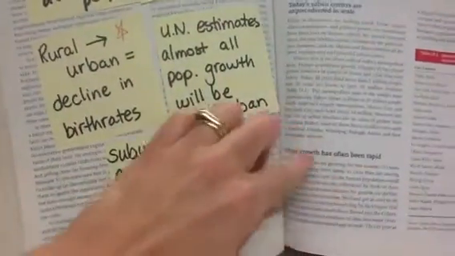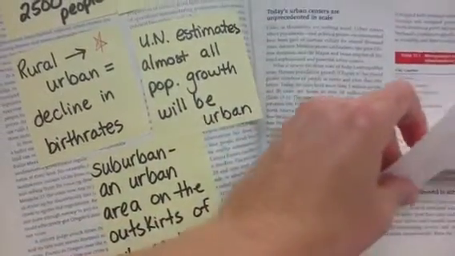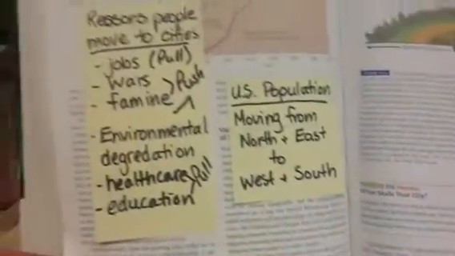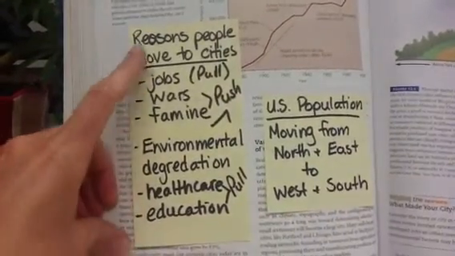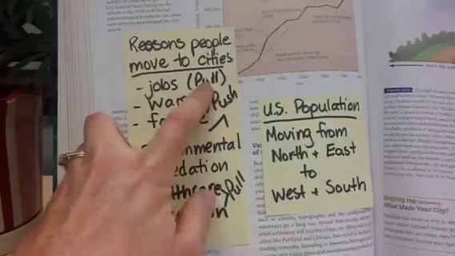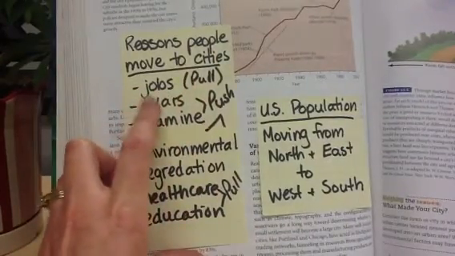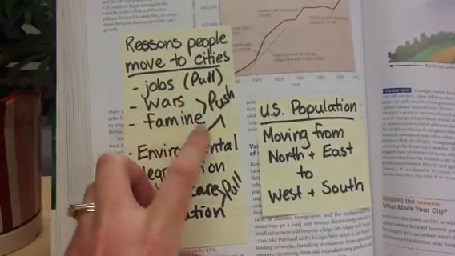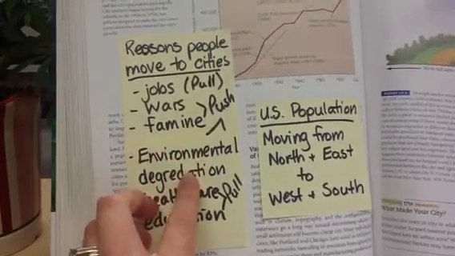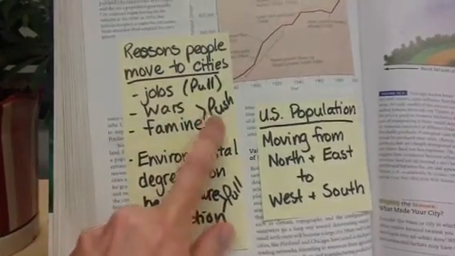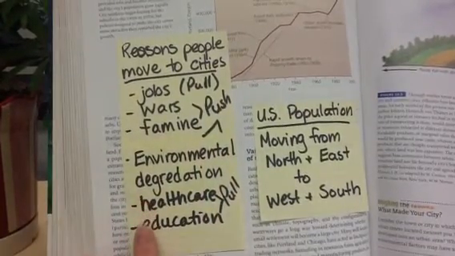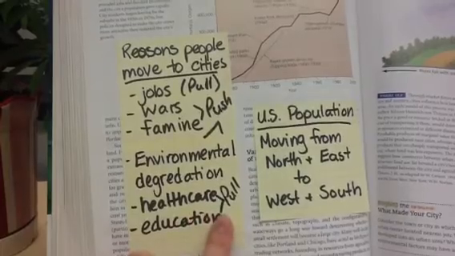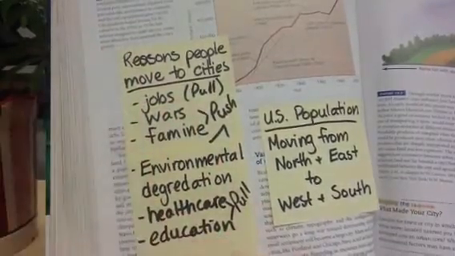Turning the page, and this is under the section Urban Growth Has Often Been Rapid. And we have some reasons that people move to cities. People move to cities for jobs. It's pulling them to the cities. People move to cities because of wars and famine and environmental damage, degradation. It's pushing these people to the cities. People move to cities because of good health care in the cities, good education. That's a pull to the cities. So there's pushing and pulling into the cities.